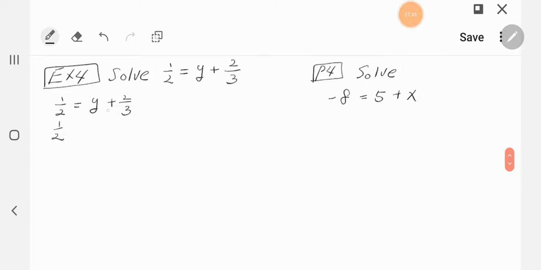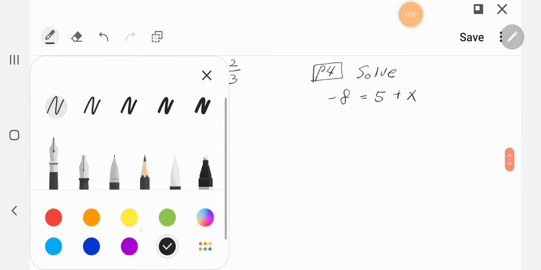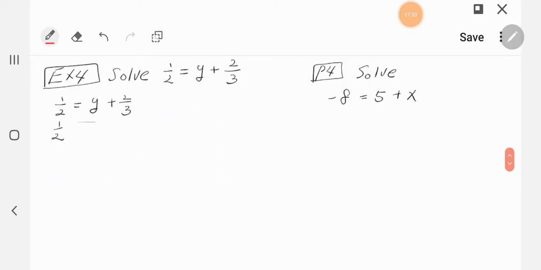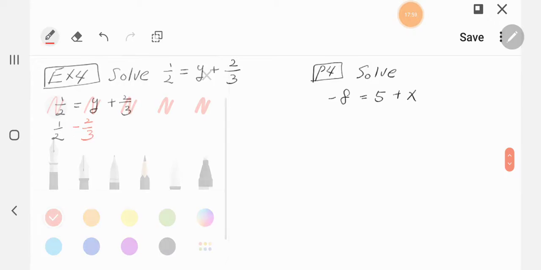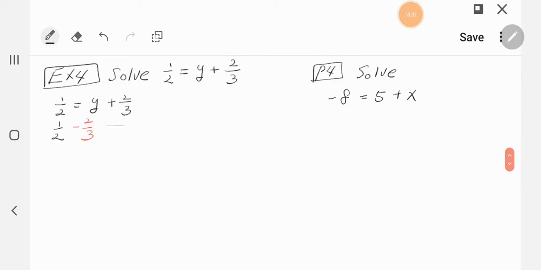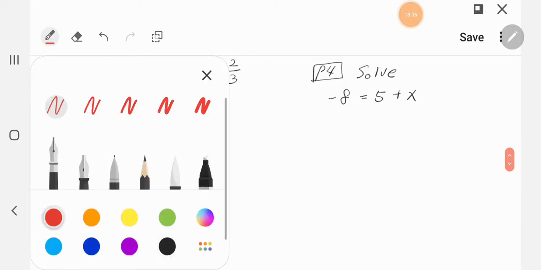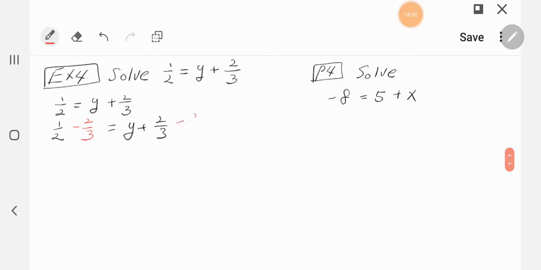The right side is y plus 2/3. So we will leave y on the right side of the equation. So get rid of positive 2/3 from the right side. So what we do is we subtract 2/3 from each side, or add negative 2/3 to each side. That's what we do, right? So this is equal to y plus 2/3, but we will subtract each side by what? Negative 2/3.